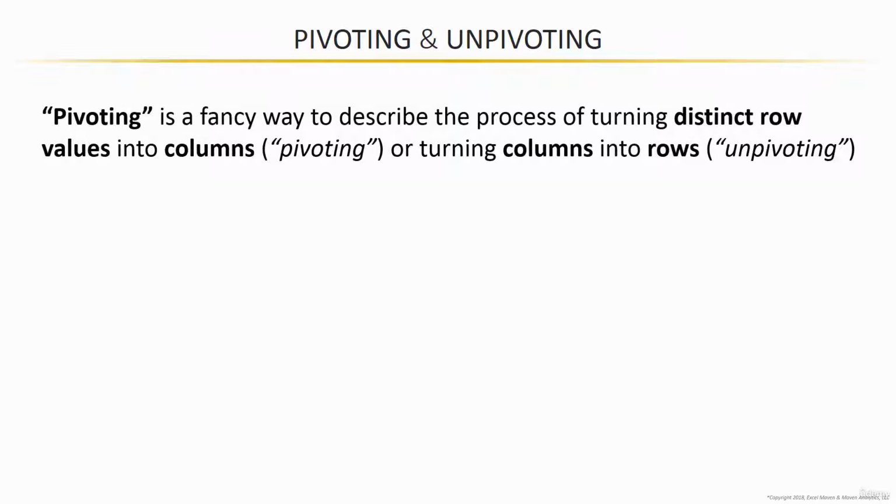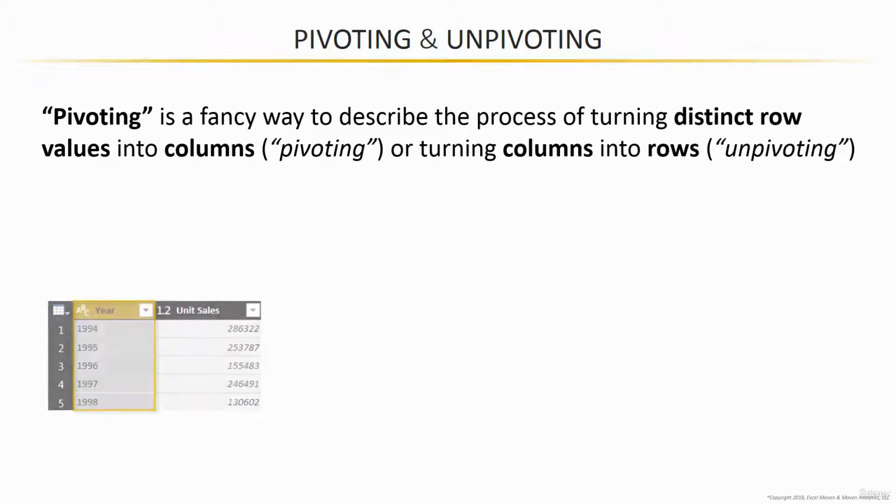So the way I describe it, pivoting is kind of just a fancy way to describe the process of turning distinct row values into columns, which is called pivoting, or turning columns into rows, which is called unpivoting. Now, it sounds pretty simple, pretty straightforward on the surface, but it's actually a little bit tricky to get a hang of, at least it was for me. So I'm a visual learner, and what I'm about to show you is what finally caused it to click for me. So imagine this simple two-column table.